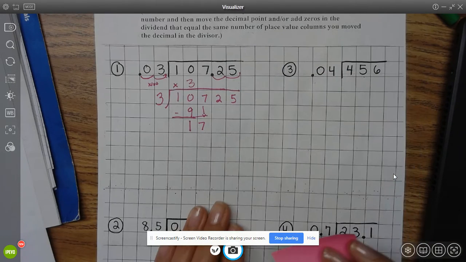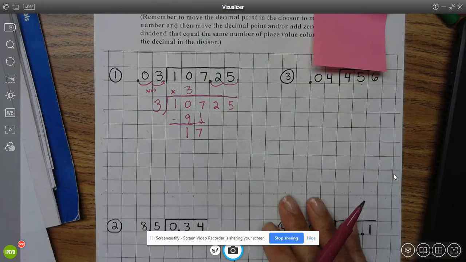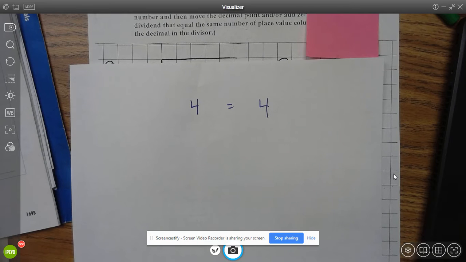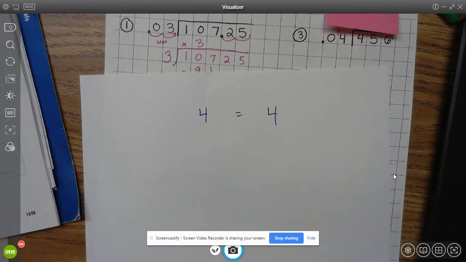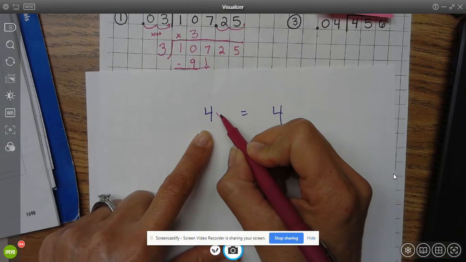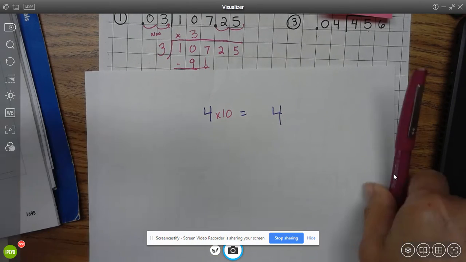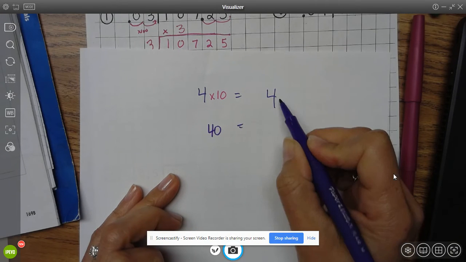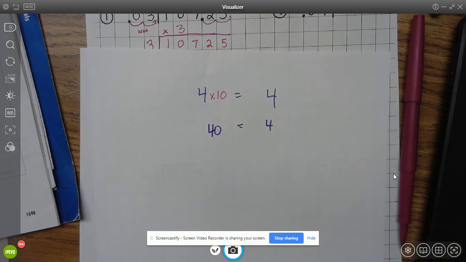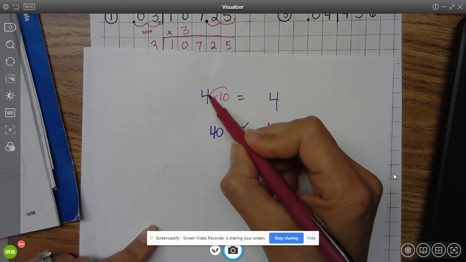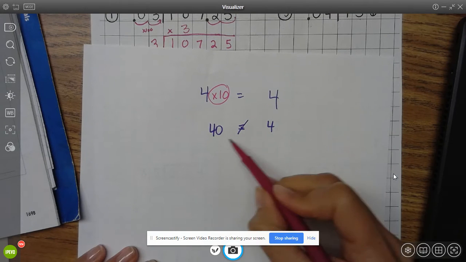Okay? Now, the reasoning behind moving our decimals is if we look at an equation like this, I know it's not a division problem, but if we have 4 equals 4, that's a true statement. You always want to think about balancing things. If I were to multiply 4 by 10, that is going to give me a new answer of 40. Now, if I look on this side of the equation, does 40 equal 4? No, it does not anymore. Why? I multiplied this side by 10. It's no longer a true statement.